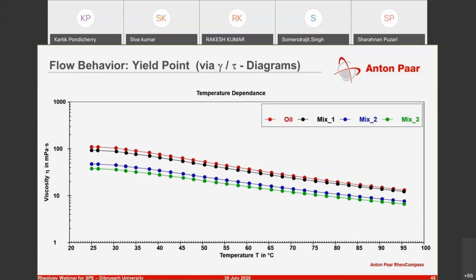But what do they depend on then? Temperature. You're going from a temperature of 25 degrees to 95 degrees, and you see that your viscosity is dropping to almost half. If you're looking from here to here, this is around 30 millipascal seconds, and this is around 110 millipascal seconds. So you can imagine that your oil's viscosity is dropping significantly with respect to temperature, and the same trend is also observed with the mixtures of this oil with certain additives.